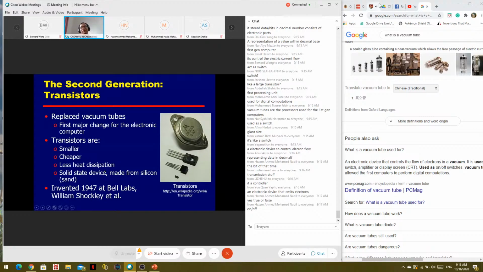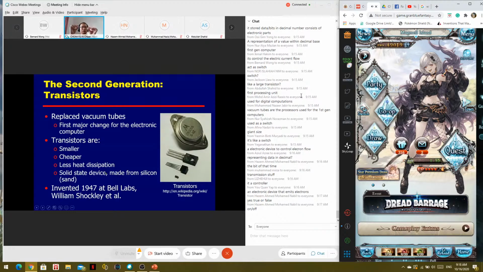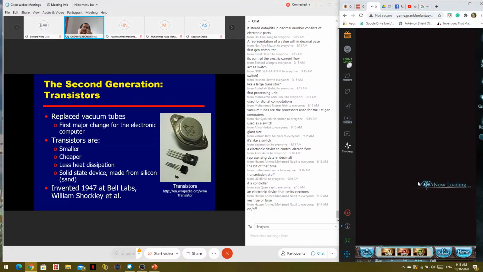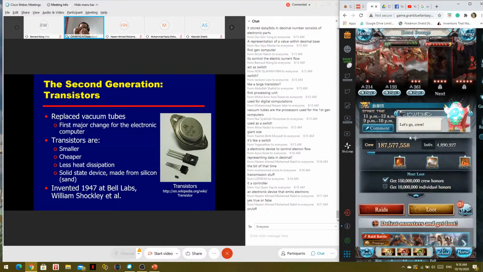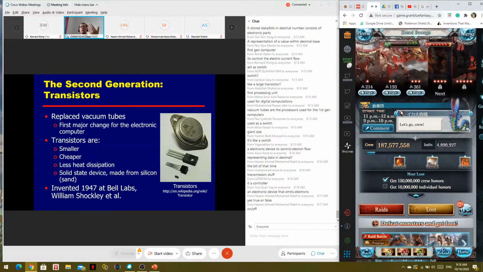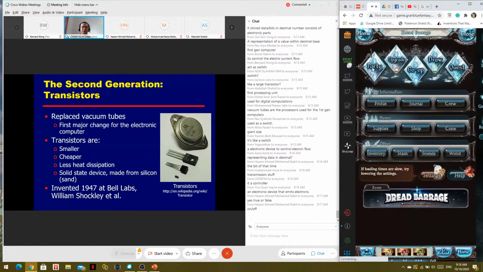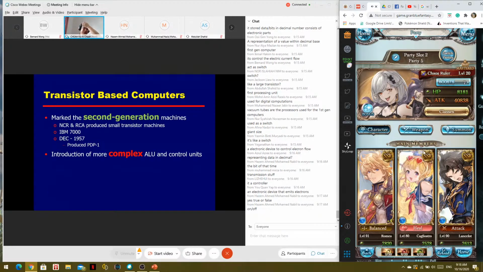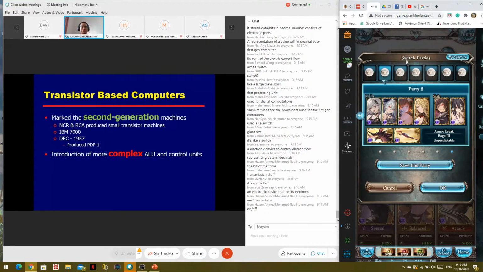And it's a solid state device, made of silicon, so it's sturdy. It's hard, not so fragile. Imagine the vacuum tube is made of glass, so it's easily breakable. Transistors are like a switch as well, allowing current to flow one way, and that's how they implement the bits, 0 and 1. So the transistors were used to make computers, and that marked the second generation of machines.